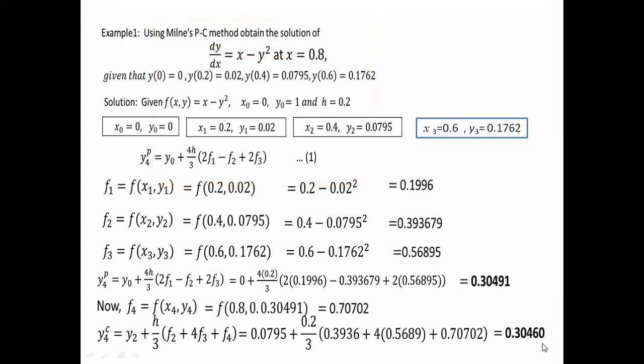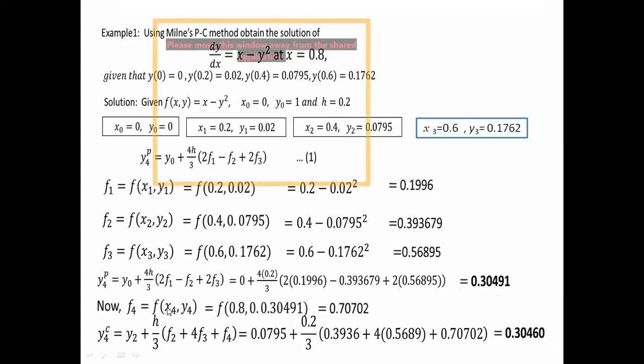If you want to improve the answer, once again substitute this value, get f suffix 4 again, taking x4 equal to the same value, and y4 means this value. Substituting gives some value near to that, and that value substitute here, all other values the same. So we see that the same answer is obtained. If I again correct it, we get the same value. So we conclude that this is the value of y at x equal to x4. So this is Milne's predictor corrector method.